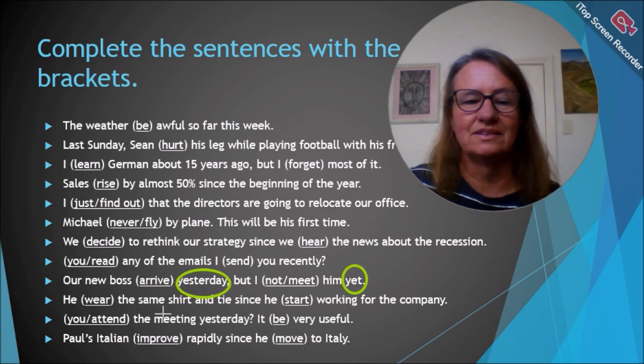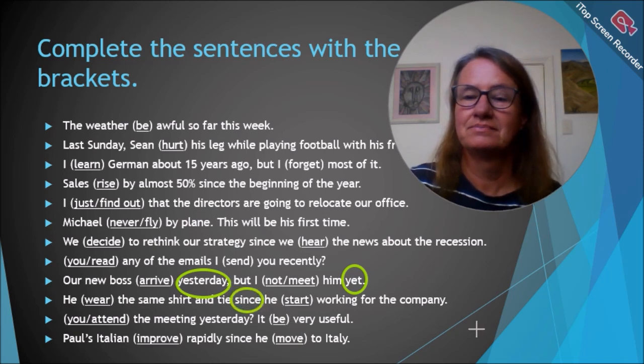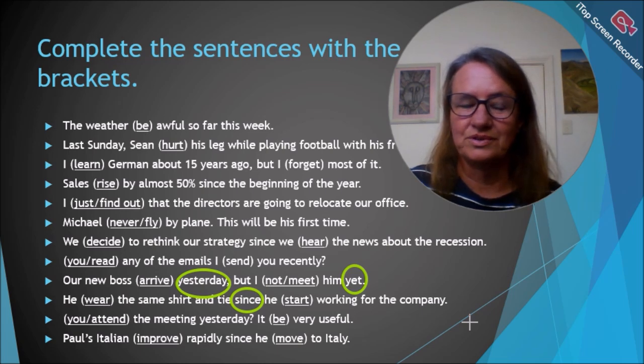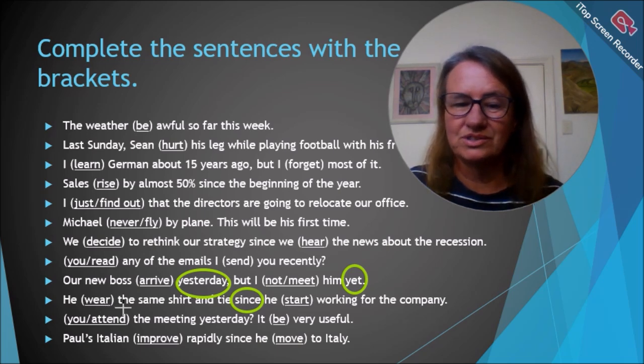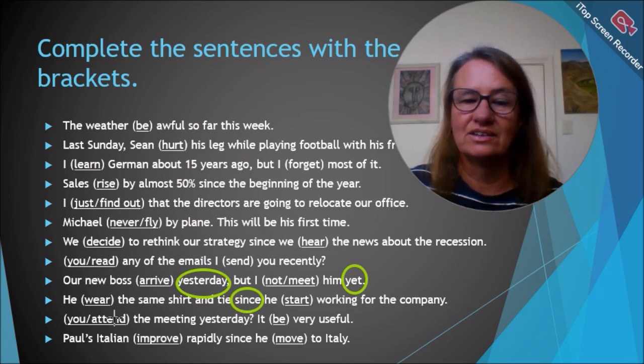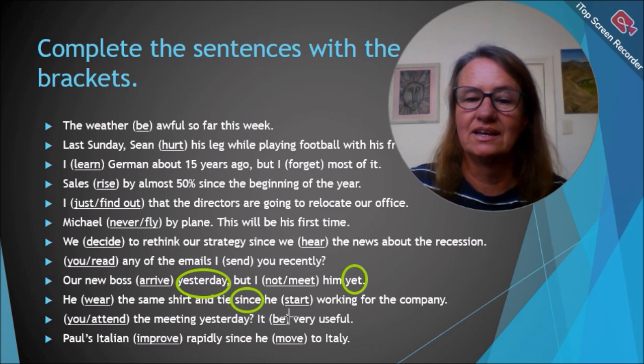He wear the same shirt and tie since he start working for the company. So our signal word, I hope you're saying it already in your head, since, and it tells us present perfect. This one must be, he has been wearing the same shirt and tie since he started working for the company. We say has been wearing. It can't be was wearing because that would be past continuous. And we need present perfect. Has been wearing the same shirt and tie since he started working for the company.